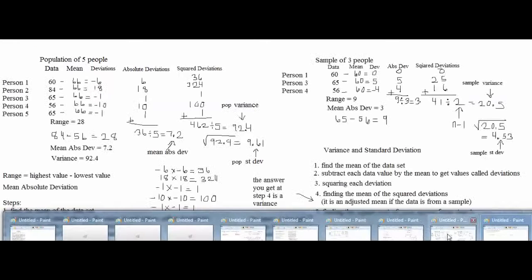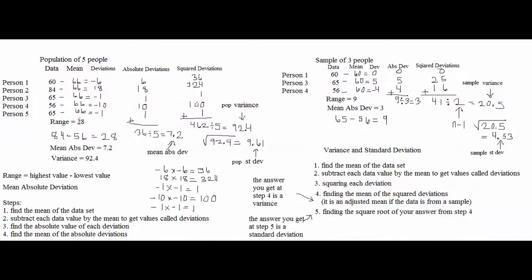Before I do this, actually, let's look back at the last slide. Remember how all of these values here on this left side of the board were calculated with an entire population? Since they were all calculated with an entire population, they would all be called population parameters. So this range right here, this variance, this standard deviation, and this mean absolute deviation would all be called population parameters. These same values over here, the range of the sample, the mean absolute deviation of the sample, and the variance and standard deviation of the sample would all be called sample statistics because they were all calculated with a sample.